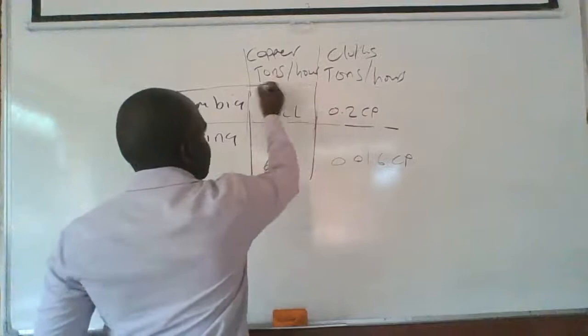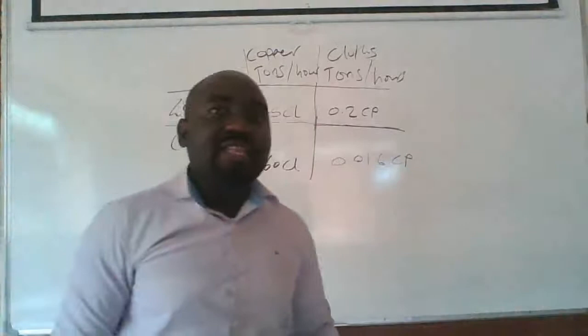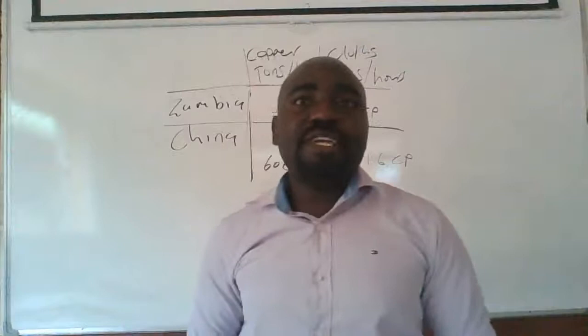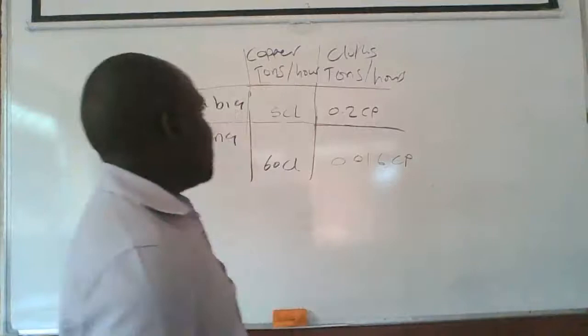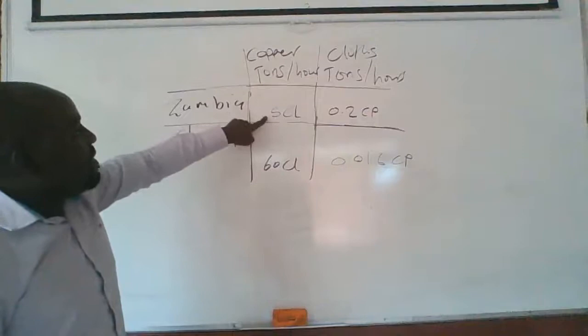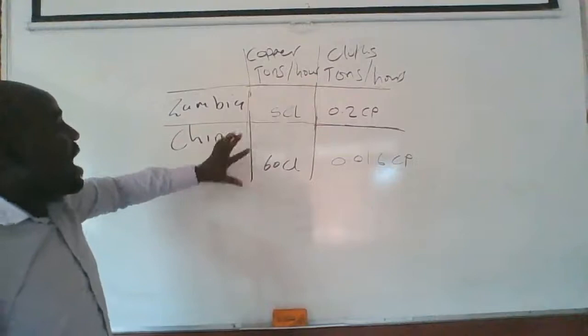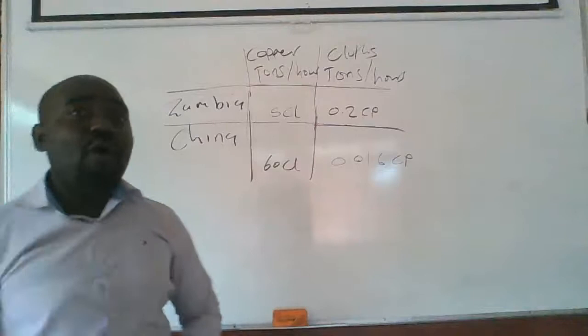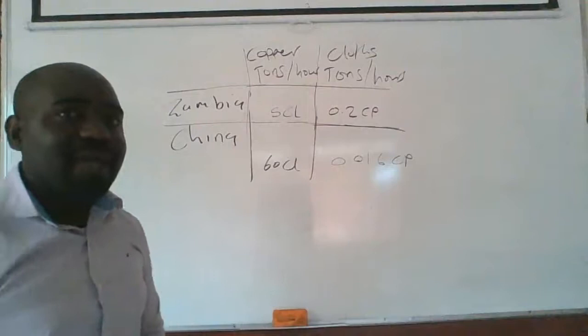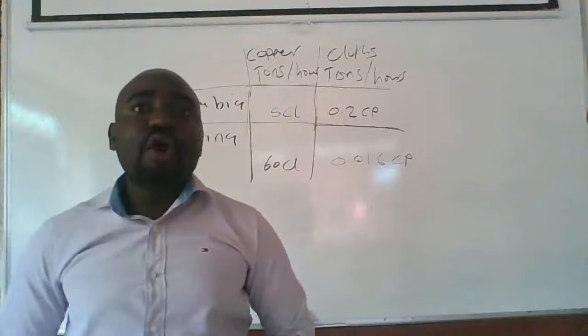So we said that a nation has a comparative advantage over another nation in the production of a given product if it incurs a lower opportunity cost in the production of that product. If we look at our table here, we see that if we look at copper production, we compare the 5 tons of clothes that will have to be given up by Zambia to produce 1 ton of copper and 60 tons of clothes that will have to be given up by China to produce 1 ton of copper. It means that Zambia has a lower opportunity cost in the copper production, and thus Zambia has a comparative advantage in the production of copper over China.